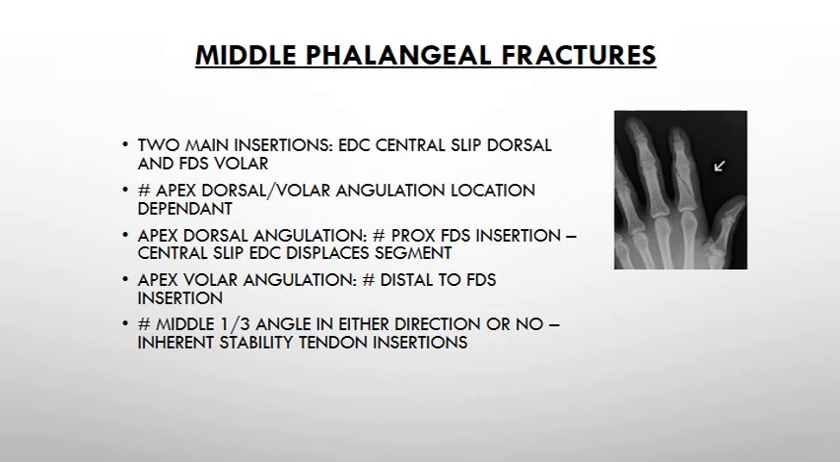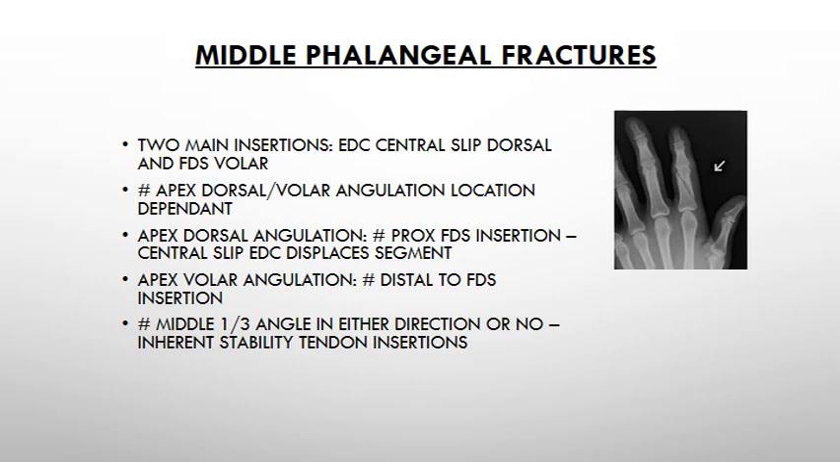Moving to the fractures a bit more distally, the middle phalangeal fracture. There are two main insertions of tendons on the middle phalanx. On the dorsal side, there is the extensor digitorum communis central slip, and on the volar side, it's the flexor digitorum superficialis insertion. So you can imagine, depending on where the fracture occurs, that there will be angulation, and it is dependent on the location of the fracture. It can either be apex dorsal or apex volar angulation.